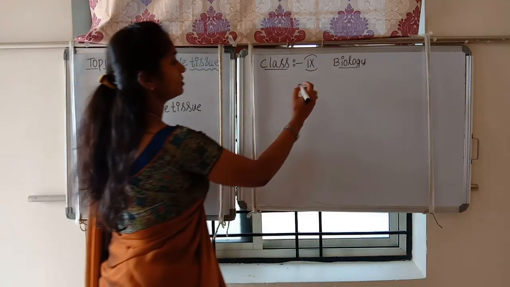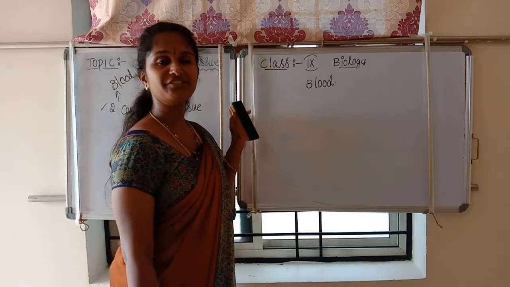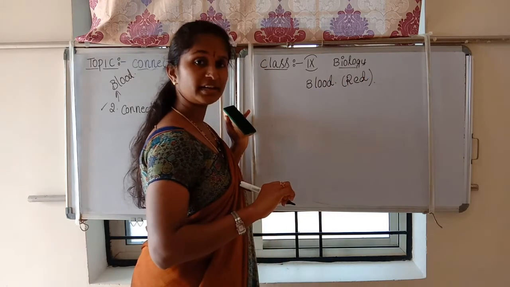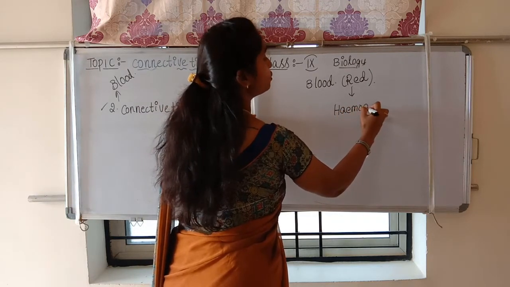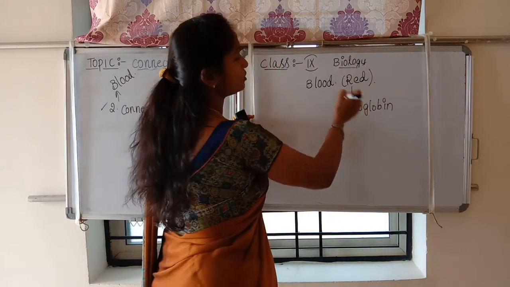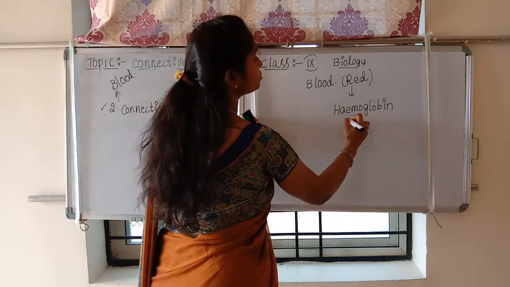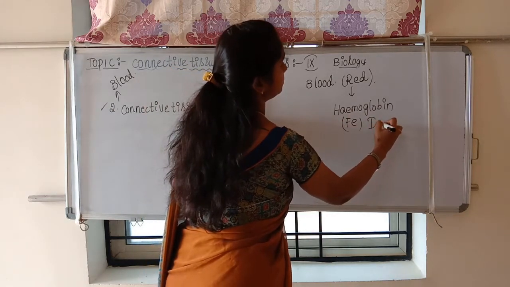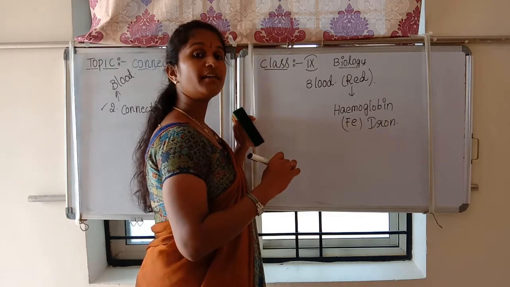Blood. Which color is the blood? Red. Why is the blood red? Due to the presence of hemoglobin. You may already know this very well from your previous classes. Hemoglobin contains which compound? Fe means what? Iron. Yes, due to the presence of iron, hemoglobin looks red.